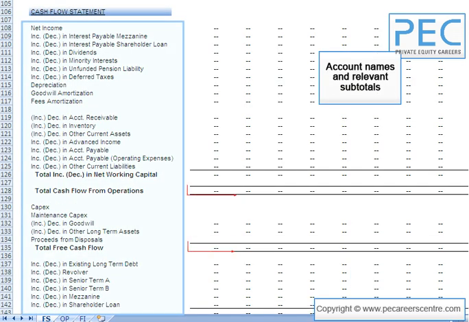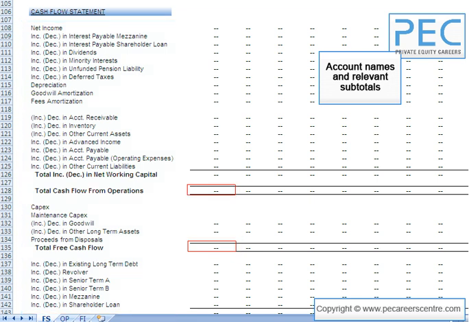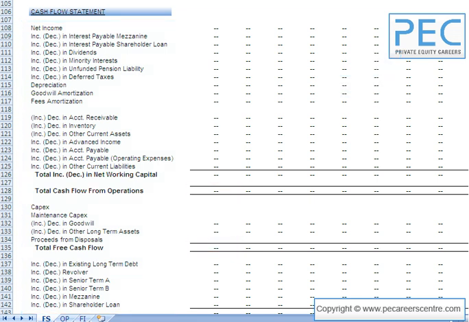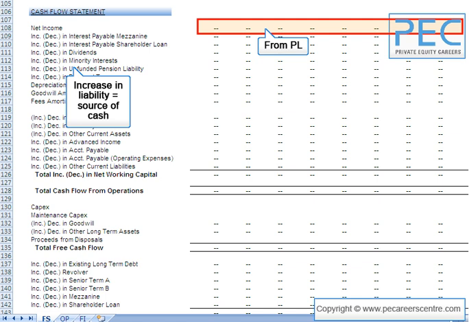For the cash flow statement do the same. Account names and subtotals. All the cash flow lines can be pre-calculated following the principles of sources and uses of cash. An increase in an asset account is a use of cash. An increase in a liability account is a source of cash. Do not forget the interlinks to the other financial statements.